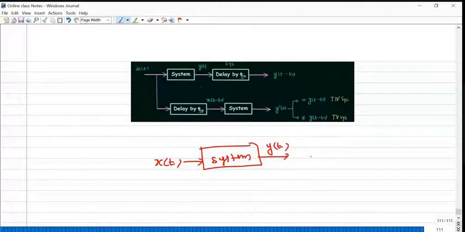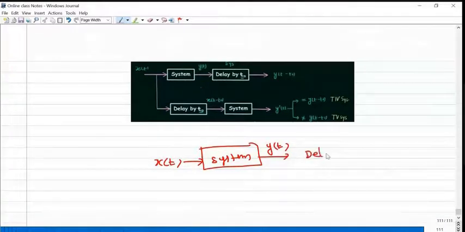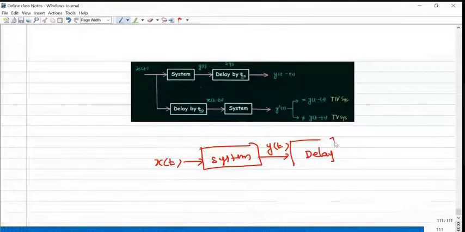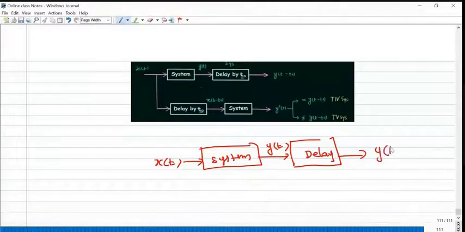So assume the y of t is delayed. Assume the y of t is delayed by t naught. Okay, this is expression number one. Whatever expression is given for y of t, in that equation, all this small t is replaced by t minus t naught. That is the meaning of this particular step. This is equation number one.